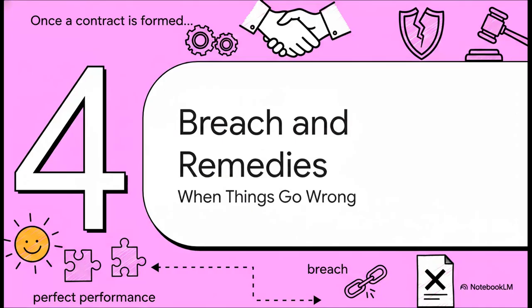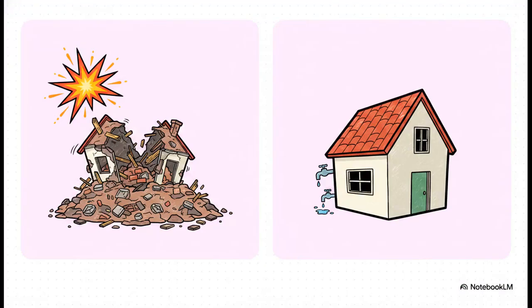Section 4, breach and remedies, when things go wrong. Once a contract makes it past the defenses, it dies in one of 2 ways, either perfect performance or a breach that forces us to look for remedies. If things go south, you have to figure out just how bad the failure actually was. If it's a material breach, meaning the whole essential purpose of the contract is completely destroyed, then the innocent party can just walk away. Their performance is completely discharged.